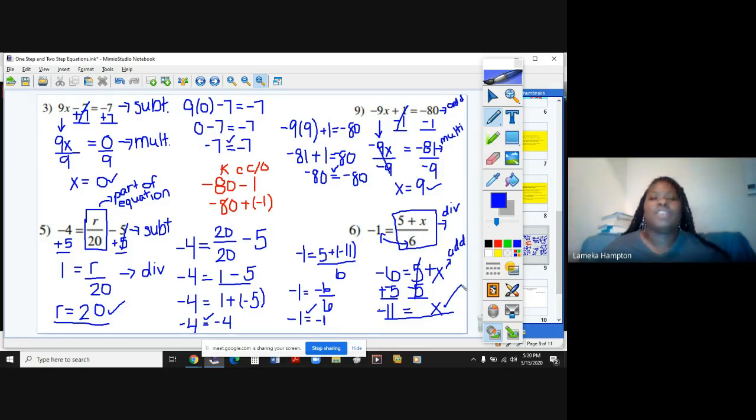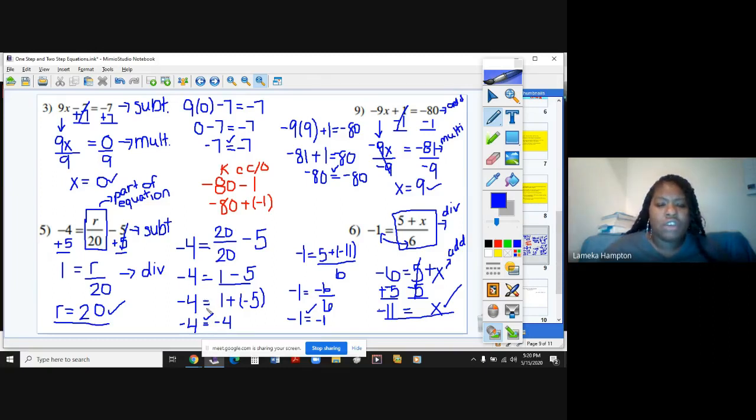That's it. So we've gone from multiplication. Where is my cursor? We've gone from subtraction to multiplication for number 3. For number 9, we went from addition to multiplication because we had to subtract and then we divided. For number 5, it was a subtraction problem. So that means we added, and then it turned into a division problem where we ended up having to multiply.